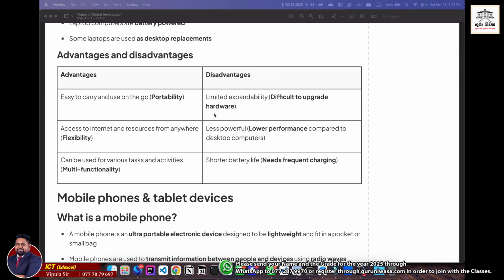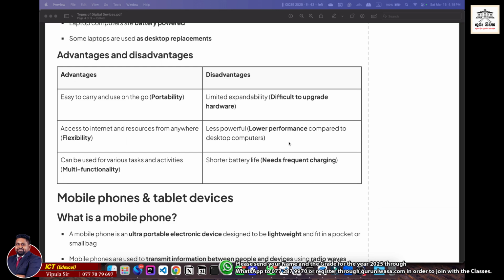Since the flexibility is there, the power is restricted. That means it is less powerful compared to the performance of a desktop computer, but it can be used for various tasks and activities, so it is multifunctional. And you will have a shorter battery life. The disadvantage is that if you use it a lot, then automatically you are going to get a shorter battery life because the usage is high, right?